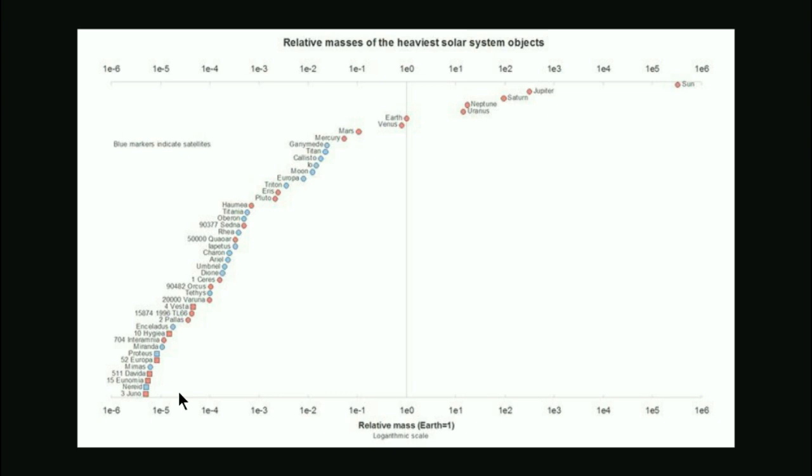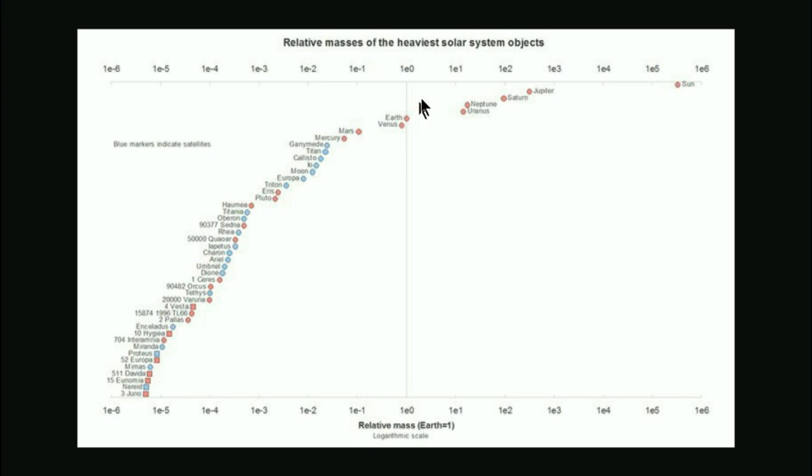So what does the graph show? The y-axis doesn't show anything. Okay, so the y-axis is just sort of a way of ordering them. The x-axis, though, shows relative mass where Earth equals 1. Okay, the e term here is sort of your exponential. So 1e0 is basically 1 times 10 to the 0. Okay, so in other words, just 1. So on this line is Earth, the mass of Earth.